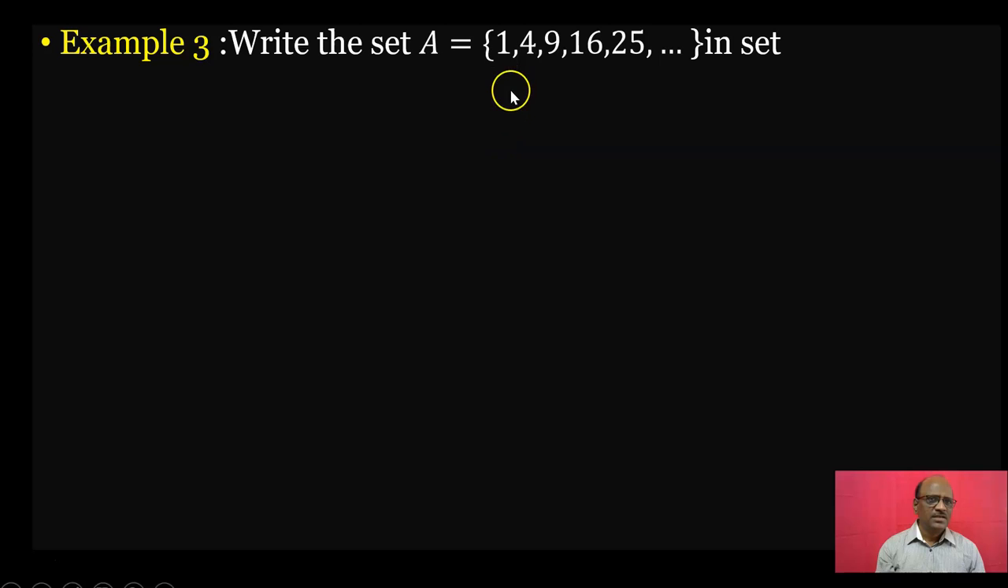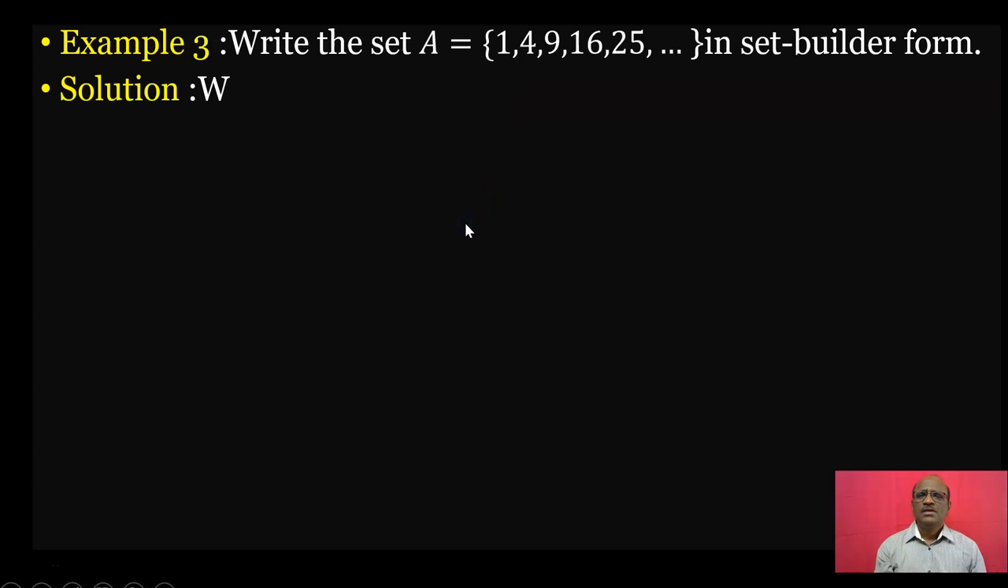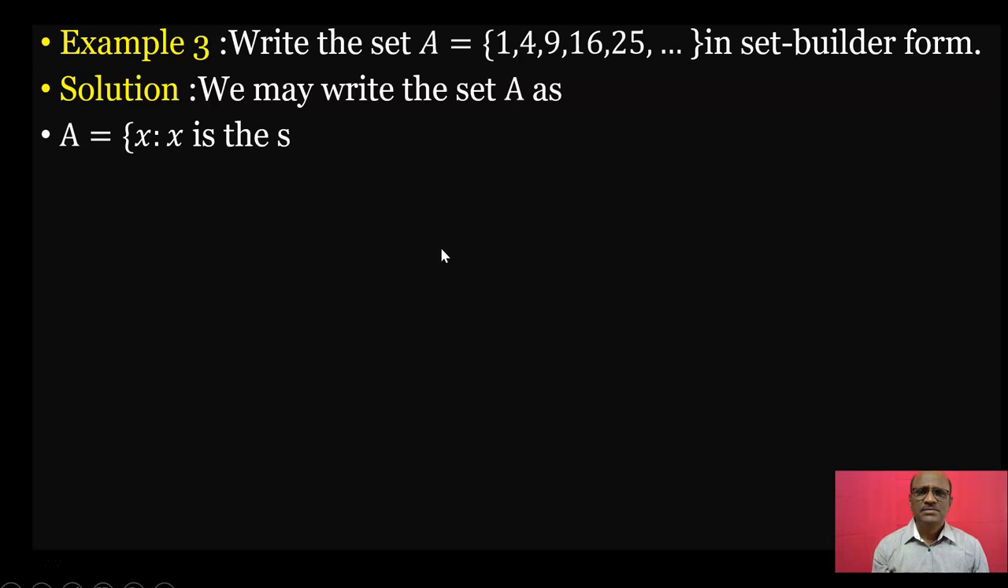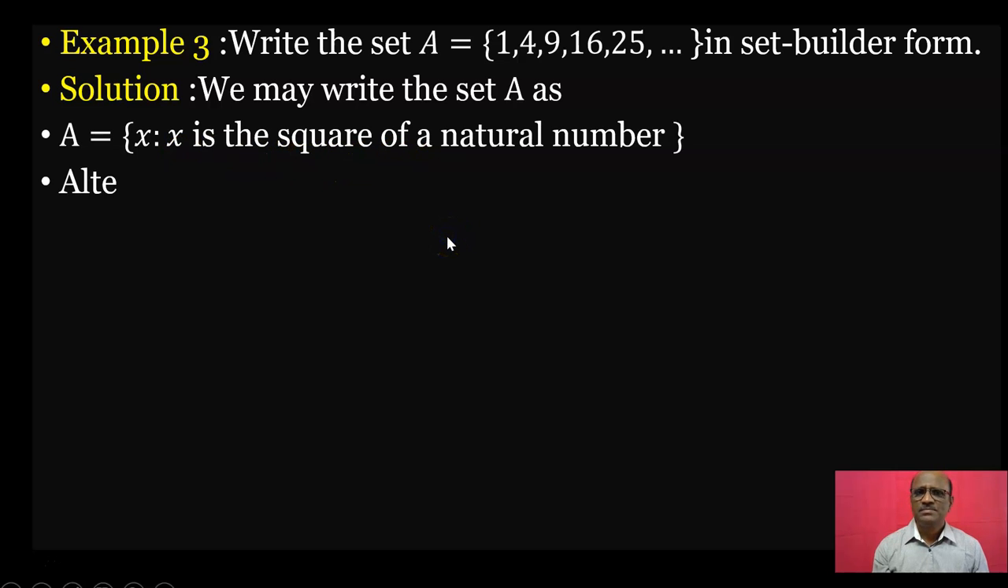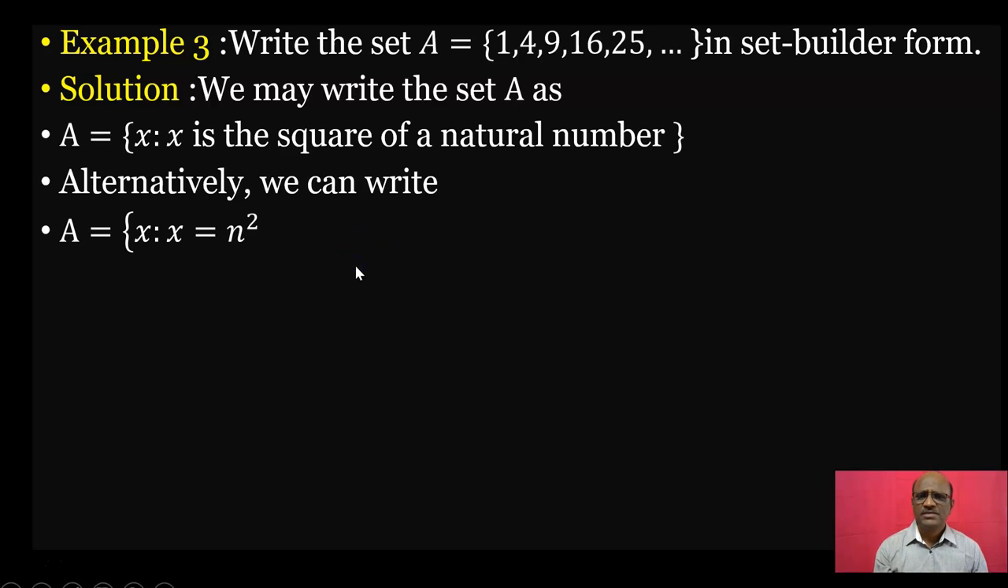Now next is example 3. Write the set A = {1, 4, 9, 16, 25, ...} in set builder form. We see these numbers are squares. Now the solution. We may write the set A as A = {x : x is the square of a natural number}, and alternatively we write {x : x = n², where n belongs to the set of natural numbers}. This can also be written as {x : x is a square of a natural number}, or you can write this also.